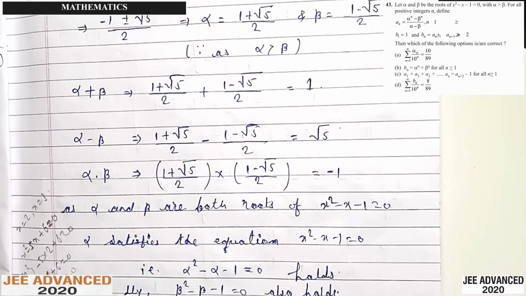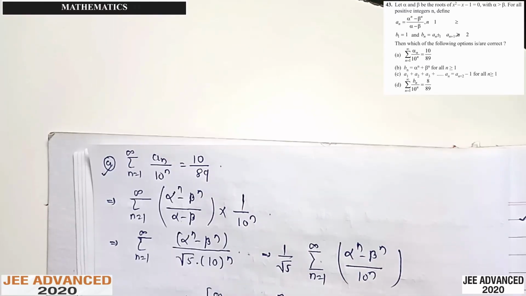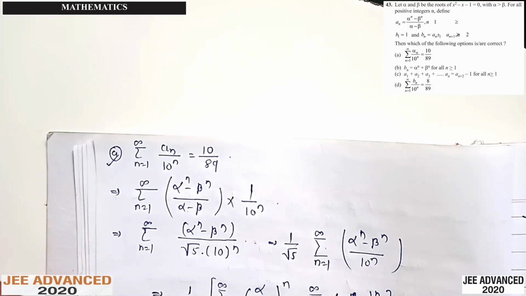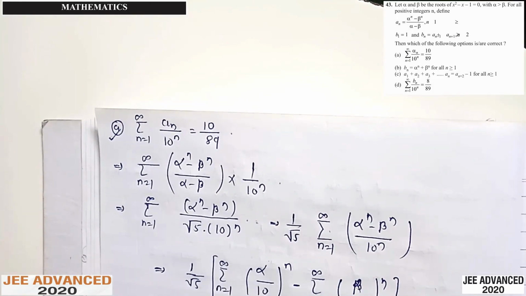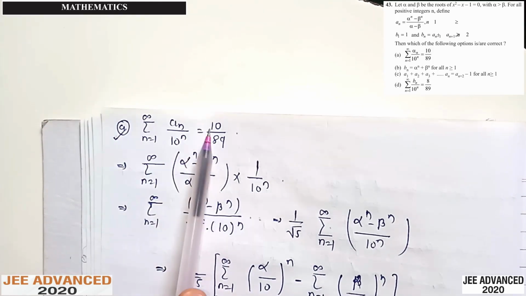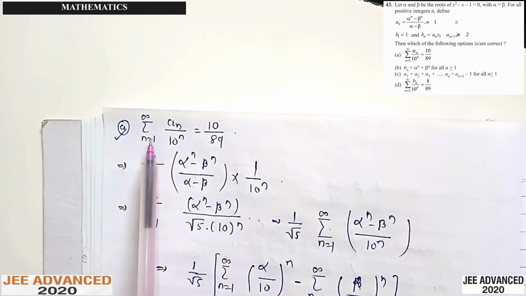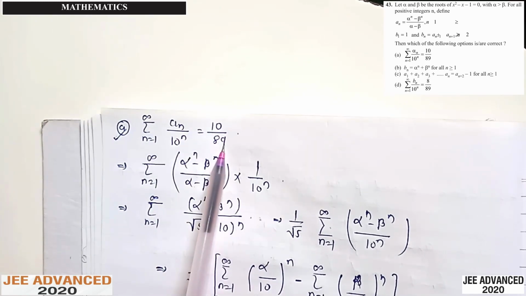Now let's start solving the options. We'll go through a detailed understanding of each and every option. Our options look like a calculation part, which is quite confusing, but we can solve it easily with simple calculations. The first option says that the summation of a_n upon 10 raised to n, for n = 1 to infinity, is equal to 10 by 89.